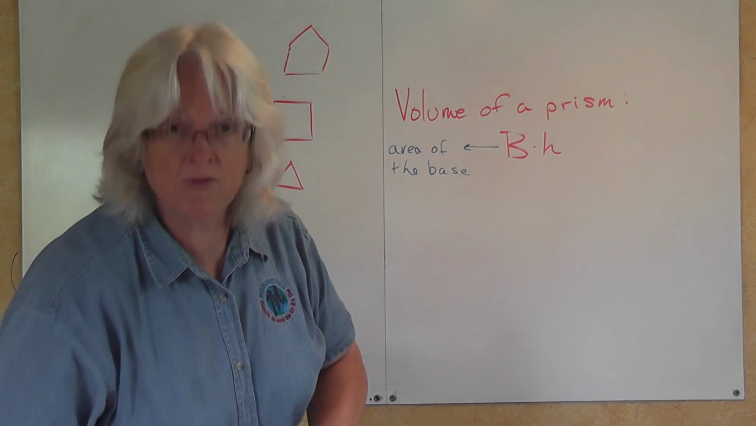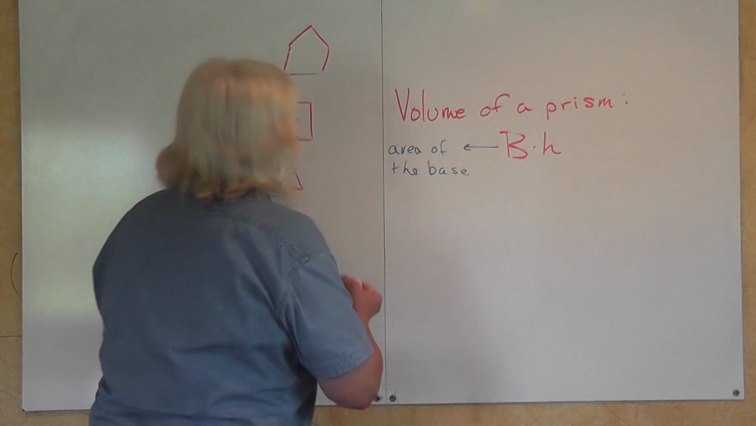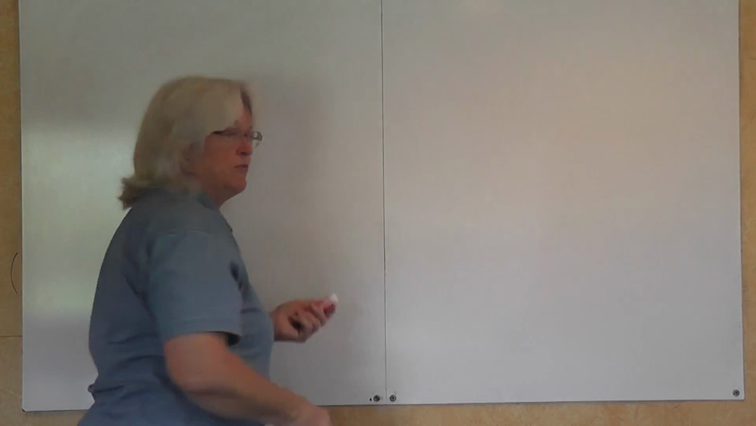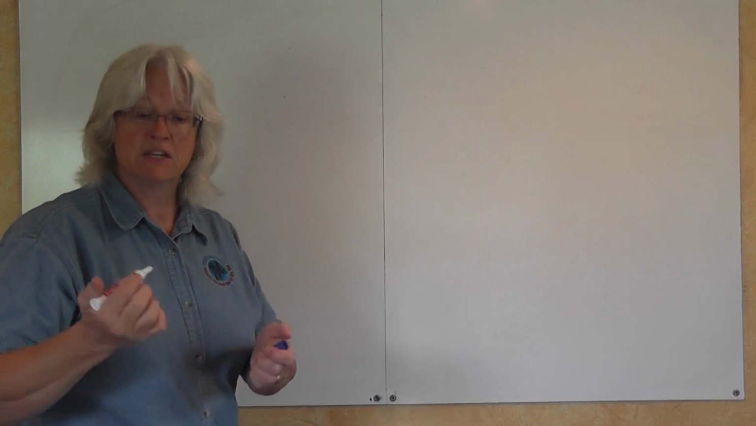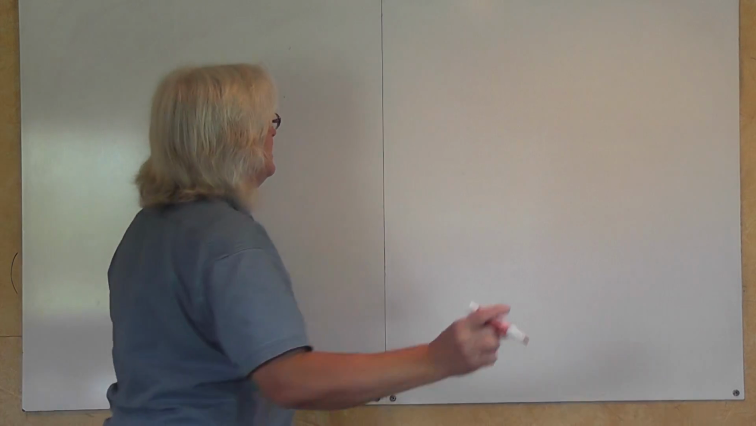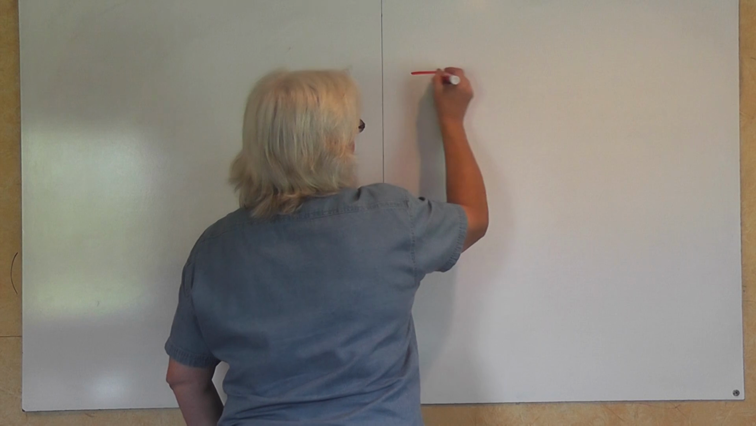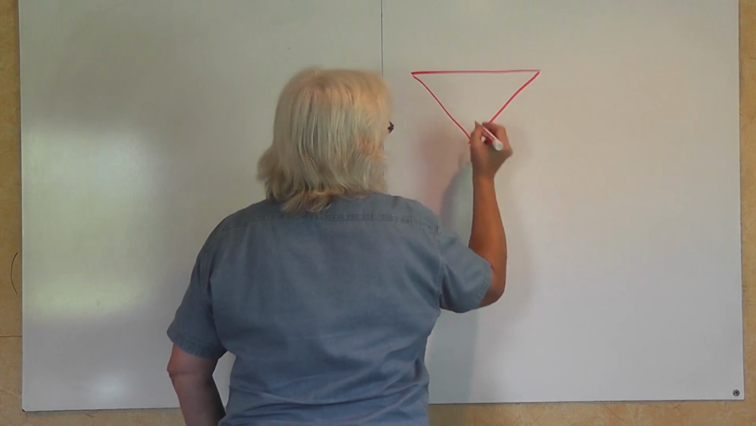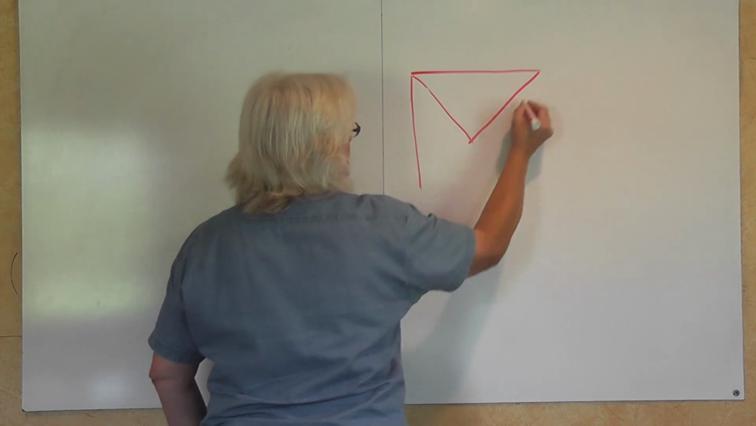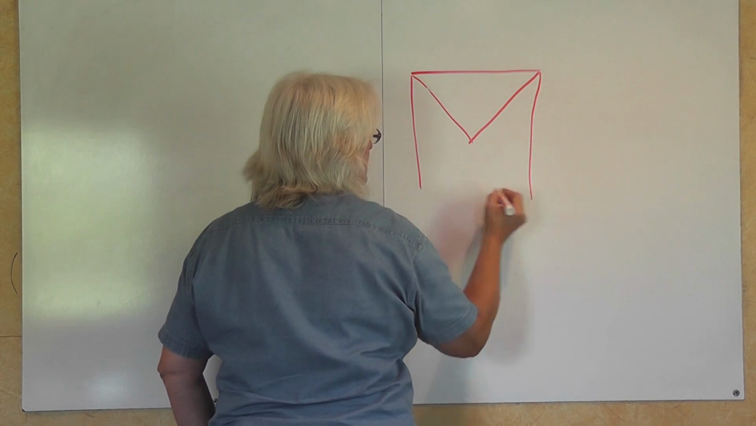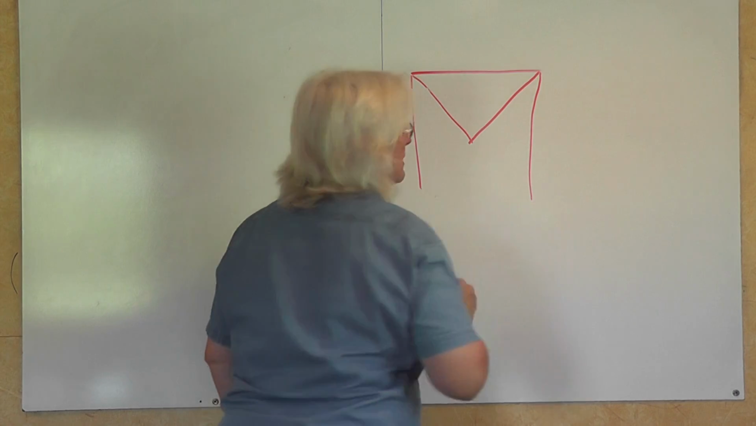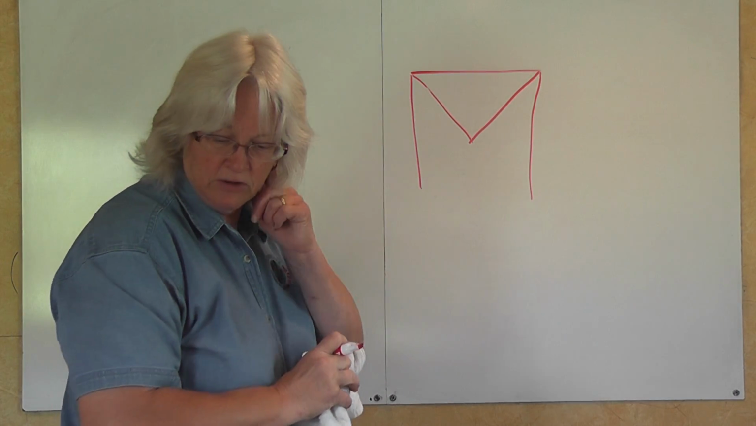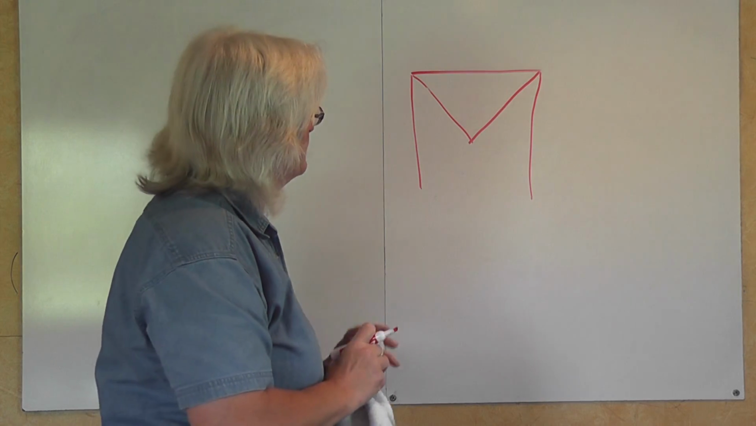Example 1 says to find the volume of a triangular prism. Now fortunately your book does these drawings for you and I don't have to do them, but let's see if I can come up with some form of a triangular prism. Okay, and I'm not making a triangular prism. See, it doesn't take me long to forget how to do this, does it?